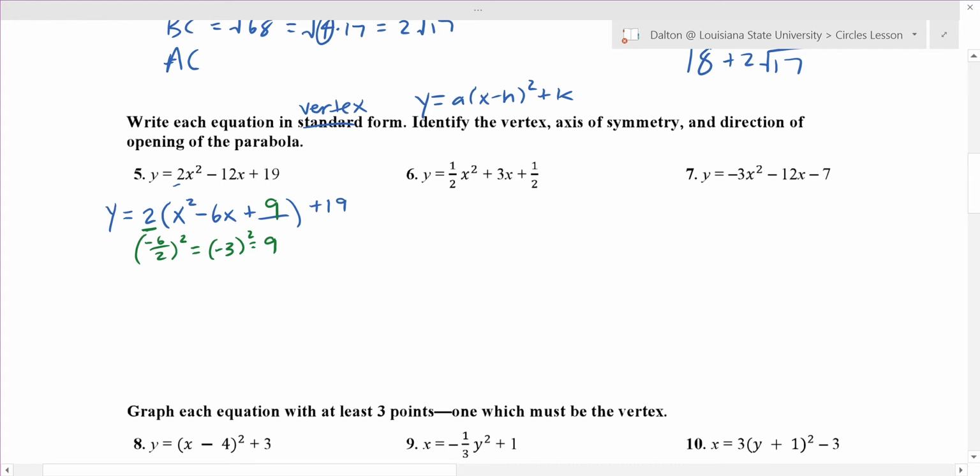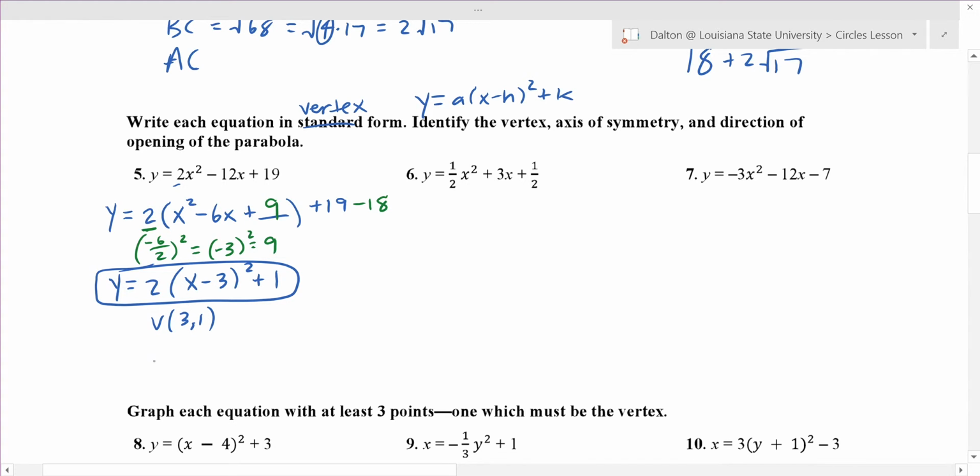But the other thing to do is, if you're going to add 18 to the right side, you can also just subtract 18 from the right side because then it's essentially like adding 0. Simplify it further, and you end up with y is equal to 2 times, the trinomial becomes x minus 3 squared, and then 19 minus 18 ends up being plus 1. So here's your equation in vertex form. The vertex for this one ends up being 3, 1.